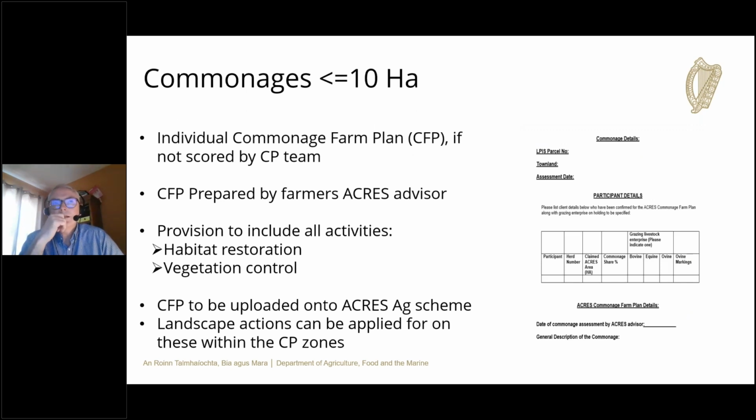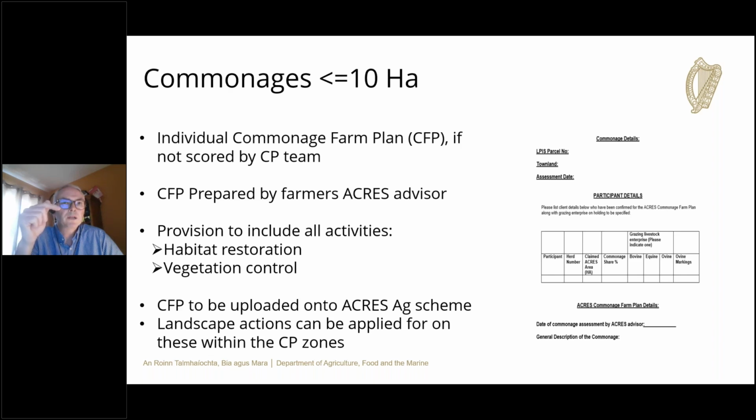So for yourselves as advisors, this is the bit that concerns you. The CP teams will assess all of the commonage parcels that are in that commonage portal. They will decide which of the smaller commonage parcels, those less than or equal to 10 hectares, they will assess and score as part of the scoring process, because practically, some of these smaller commonage parcels could be part of and just adjacent to a larger commonage complex, and it's important that they're not treated in isolation.